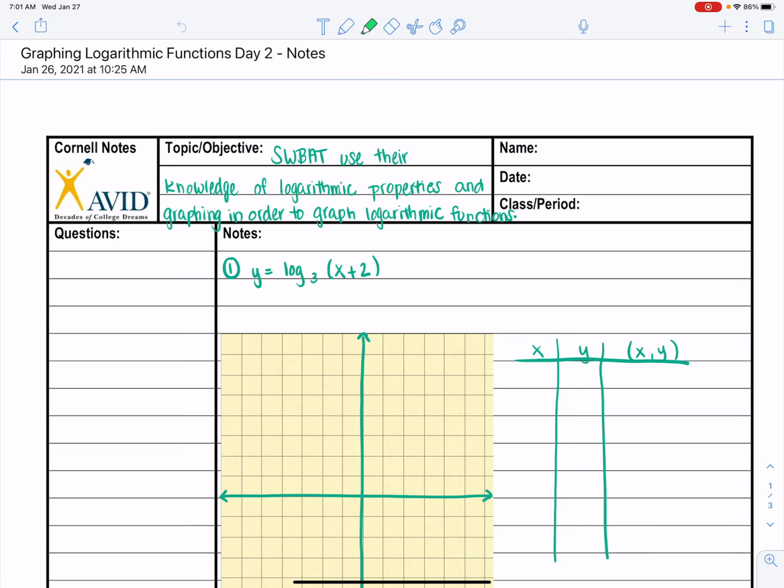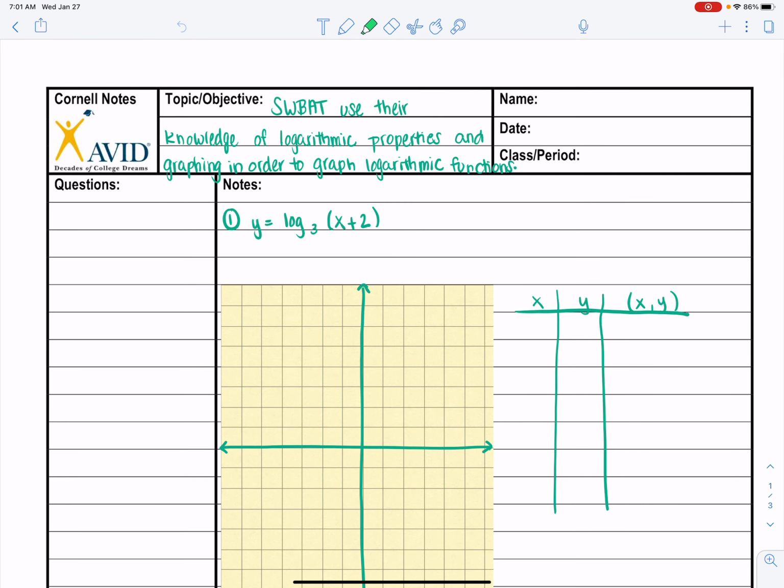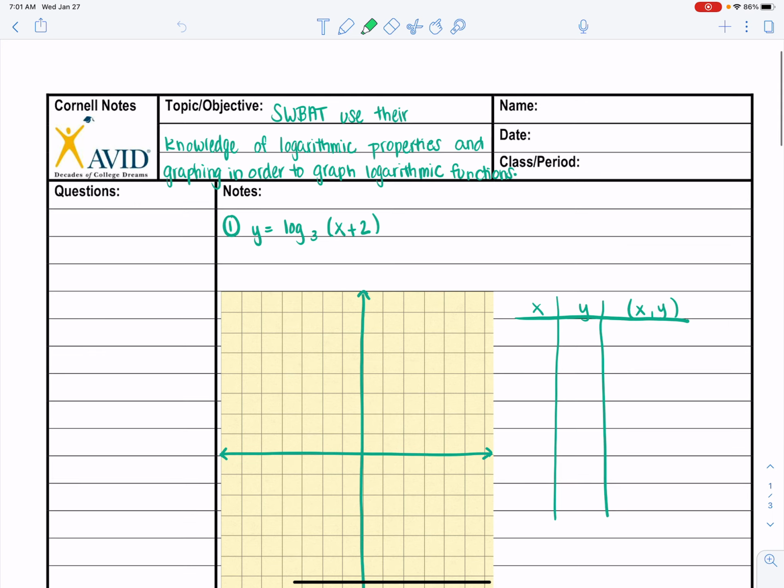So yesterday, the equation wouldn't have had this plus 2 on it, it was just the basic log functions of x. Well, now we've got some other things happening in the equation, and we're going to see how that changes the graph around, okay? So we're going to go the same process as yesterday. We need to change it to exponential form in order to graph.